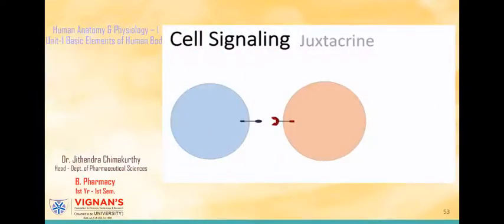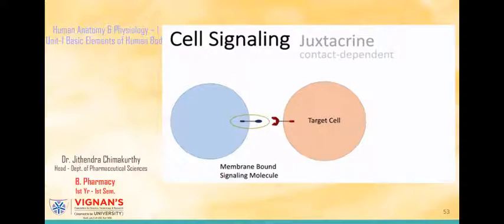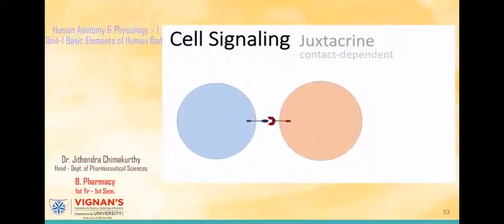Another form of cell communication is juxtacrine signaling. In this case, it's all dependent on contact. We don't have the secretion of a signaling molecule. Instead, we have a membrane-bound signaling molecule on our donor cell. Juxtacrine signaling is contact dependent. So when the cells get into close proximity, the membrane-bound signaling molecule will interact with the receptor on the target cell, and cell signaling can be triggered.